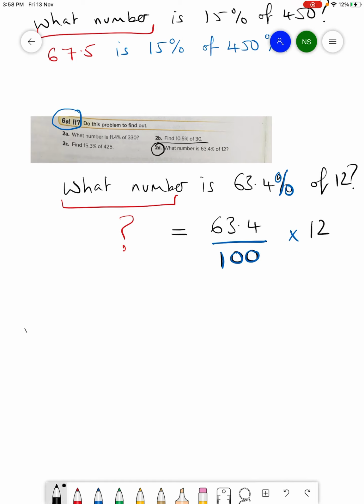Put that into your calculator as usual. And we're going to get 7.608. Okay? Again, check the question to see how accurate they want the answer to be. If they tell you they want it to 1 decimal place or the nearest tenth or the whole number, make sure that you follow that through.